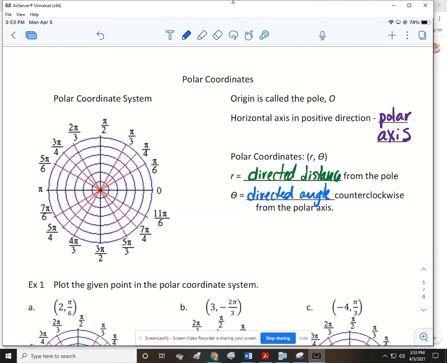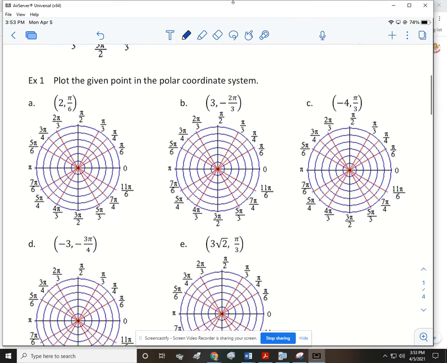Now, a positive angle is going to take you in a counterclockwise direction, and then there are going to be instances where we have negative angles. They are going to rotate in the clockwise direction. All right, so here we go. We're going to start off just by plotting points.